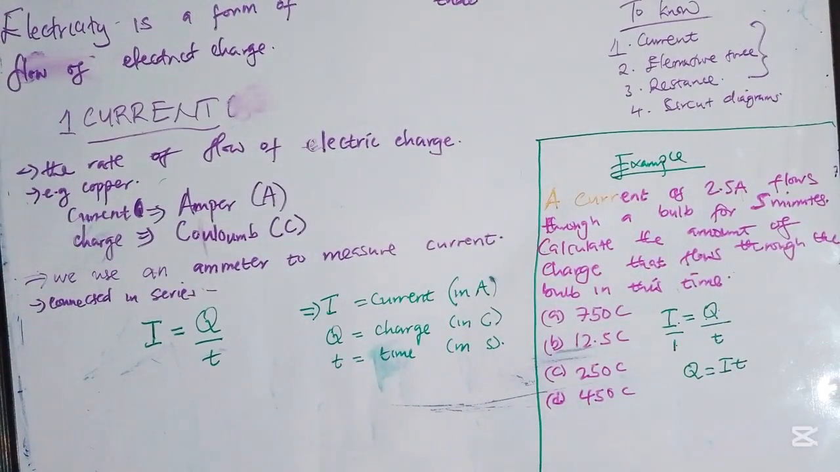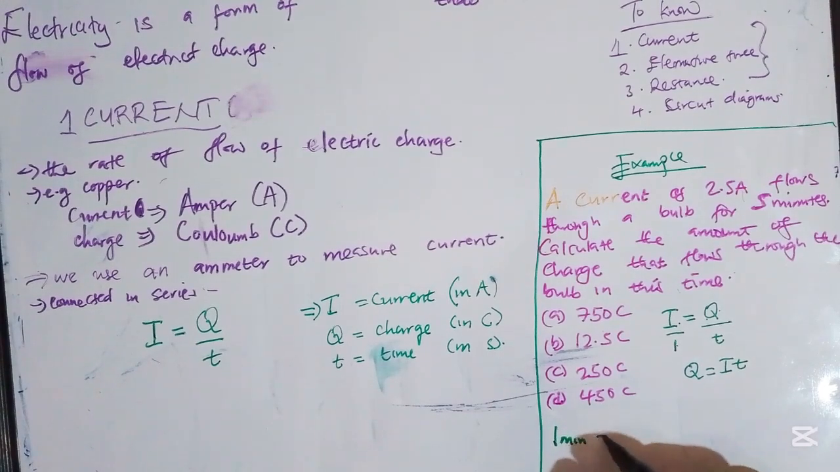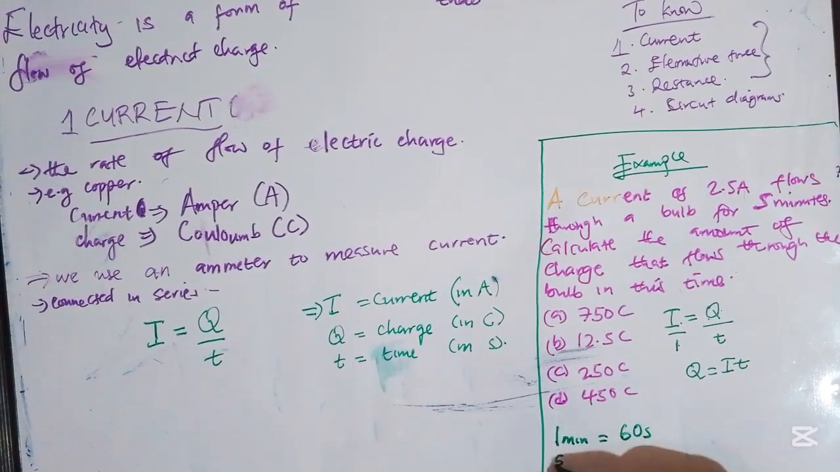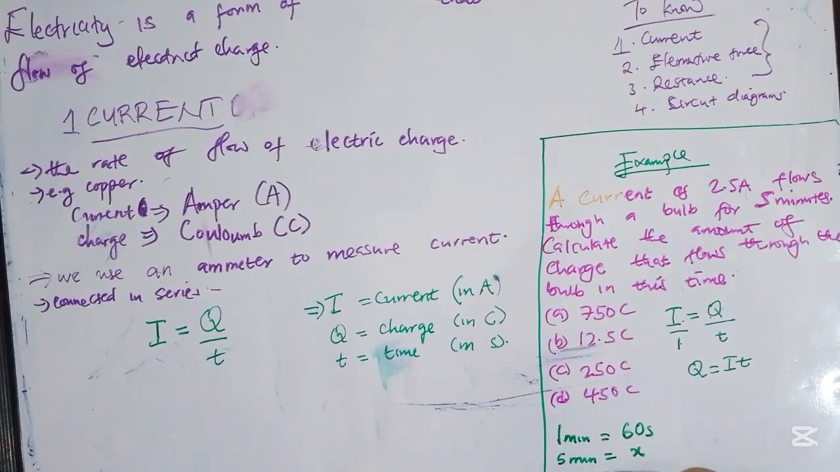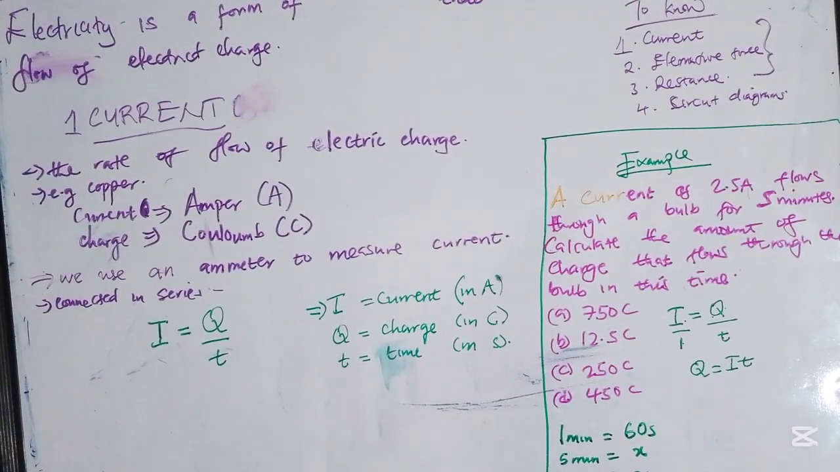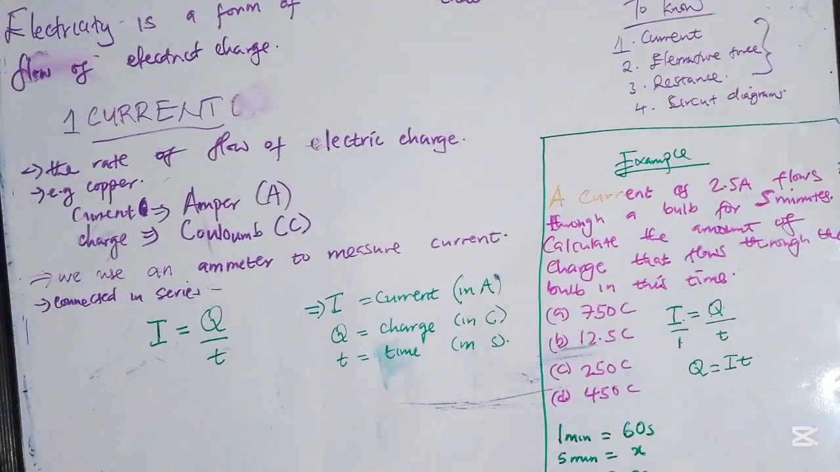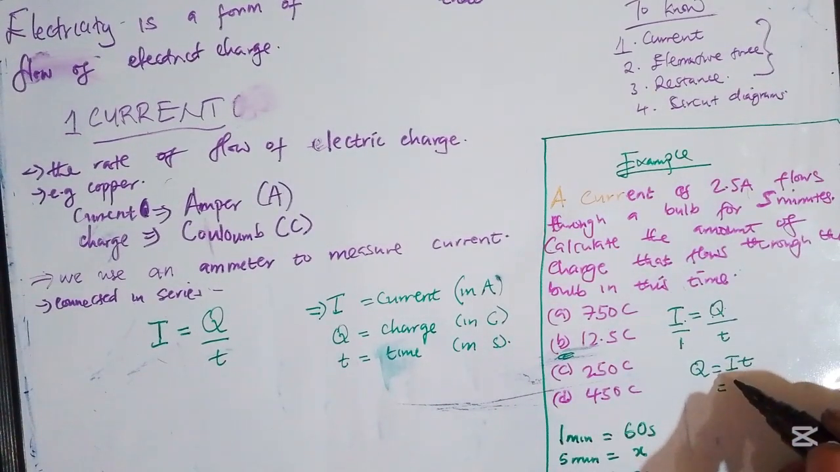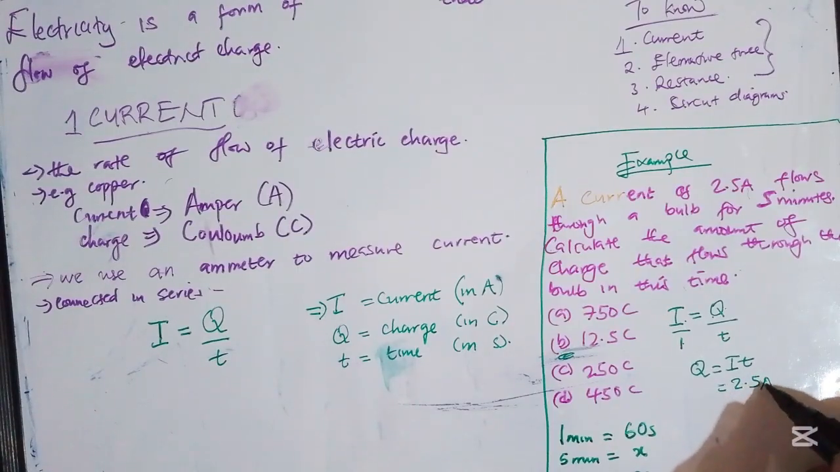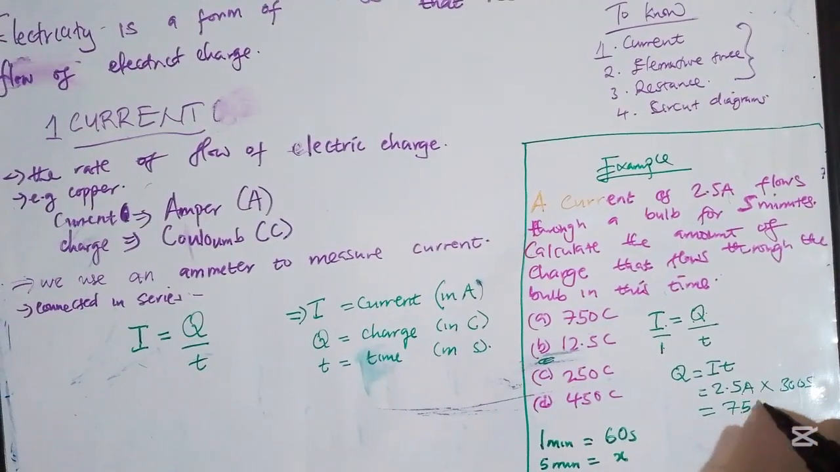So remember, time should always be in seconds. So we are going to say 1 minute is equal to 60 seconds. How about 5 minutes is equal to x? So you are going to multiply 5 times 60. So our x is 300 seconds. So this is our time which we are going to use instead of 5. If you use 5, you get your answer to be B, which is wrong. Yeah. So now you put, what is our current? Our current is 2.5 amps. What is our time? Our time is 300 seconds. Then if you multiply, you find that your answer is 750 coulombs, which is A.